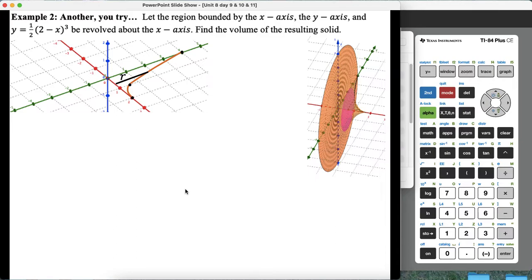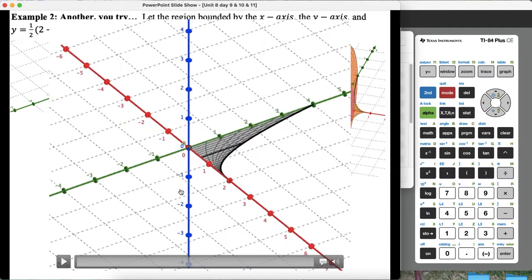So let's take a look at another one. So here's another one where we have a cubic, and it's graphed in the xy plane here, and we're going to revolve it about the x-axis. So we're going to go about this red axis again, and it's going to swing up into the positive z, down into the negative z, and it's going to have this flat disk here. So let's take a look at that.